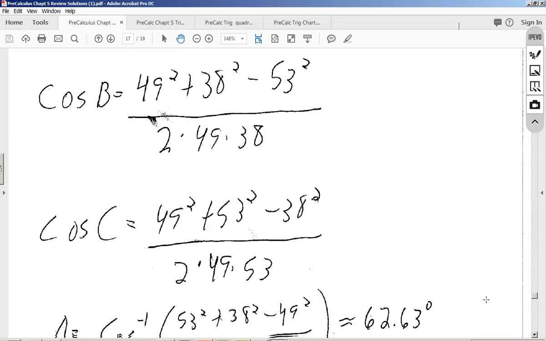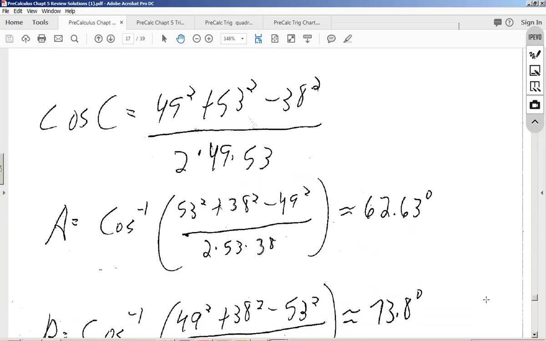And then same thing on cosine of C. That's A squared, which would be 49 squared, plus B squared, which is 53 squared, minus C squared, which is 38 squared, all over 2 times 49 times 53.